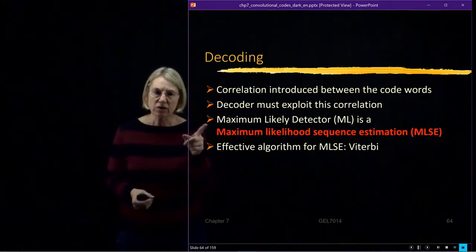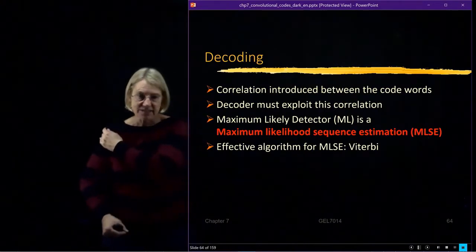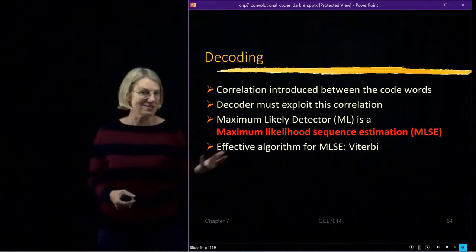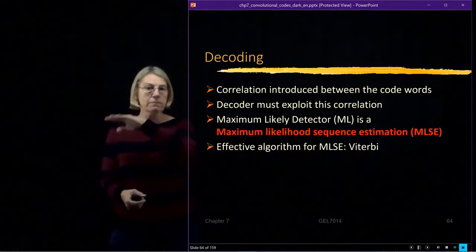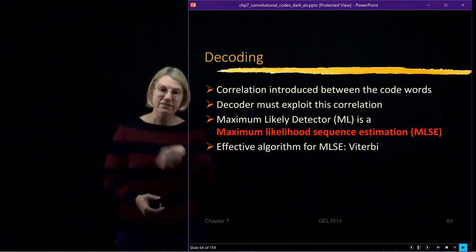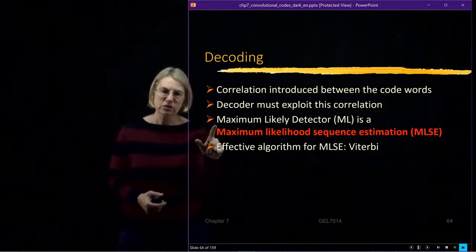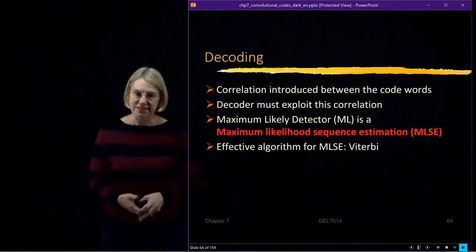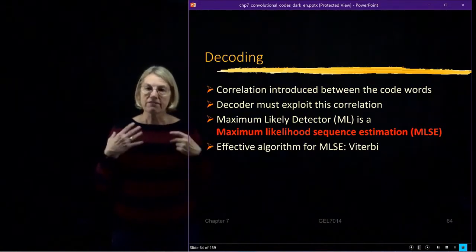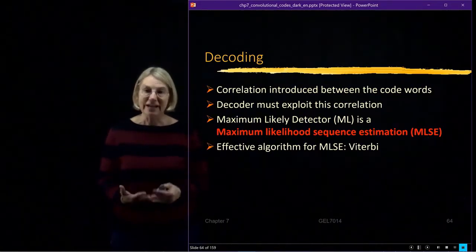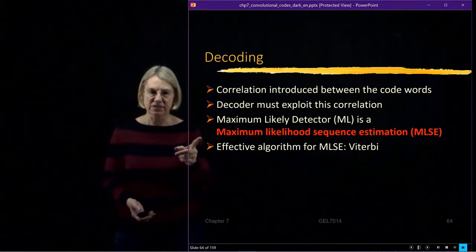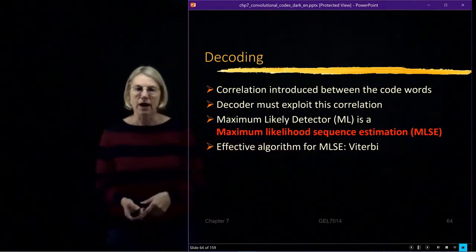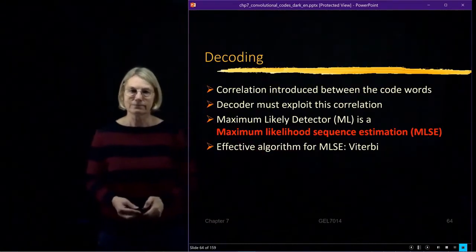Essentially, when we look for a maximum likelihood detection in such a situation, we're actually looking for a maximum likelihood sequence estimation. As I mentioned earlier, we're going to look for a path that describes a sequence. So when we're doing our detection, we are essentially doing what's called maximum likelihood sequence estimation. There's a very effective algorithm for finding the maximum likelihood sequence estimate, called the Viterbi algorithm, and that's what we'll be describing for our decoder.